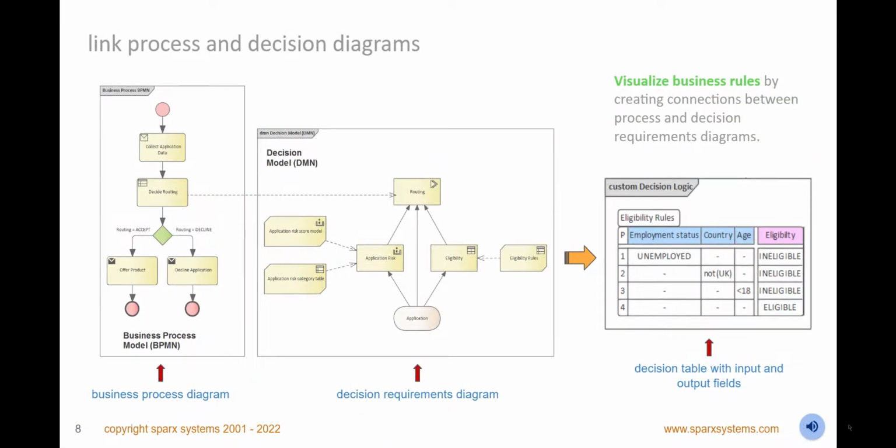Link processes and decisions and visualize the business rules in a decision requirements diagram. You can decompose the decision logic by following the graph of connections in the diagram, from the input data, up to the highest level decision in the graph.